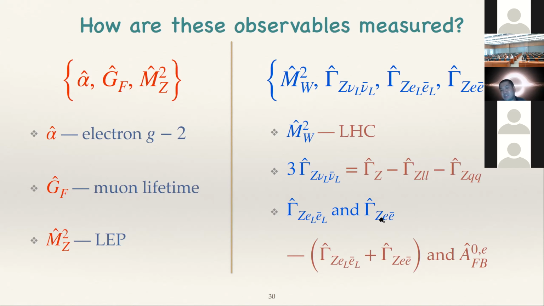And this e_L and e_R mean the left-handed electron and the right-handed electron. You can do the total branching fractions Z to electron and the forward-backward asymmetry.